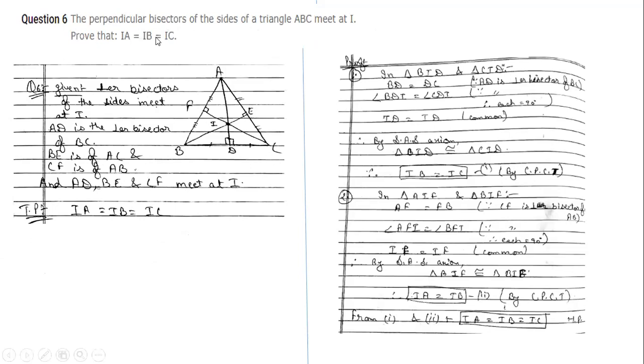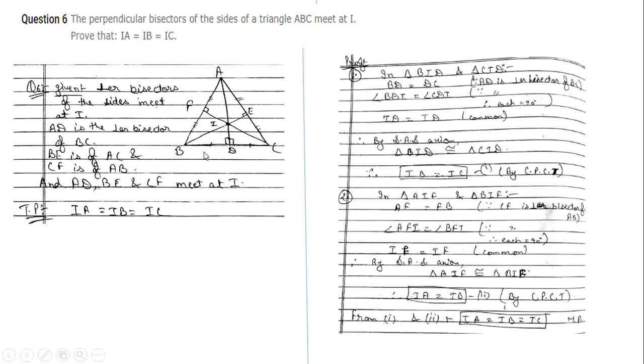Come to the question number 6. The perpendicular bisectors of the sides of triangle ABC meet at I. Prove that IA is equal to IB is equal to IC.